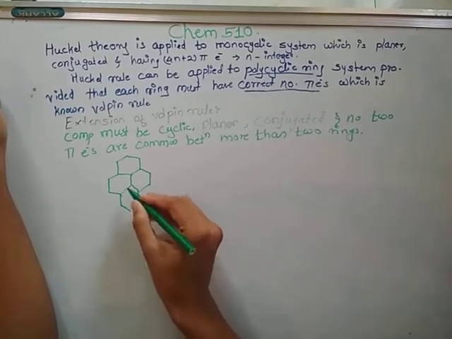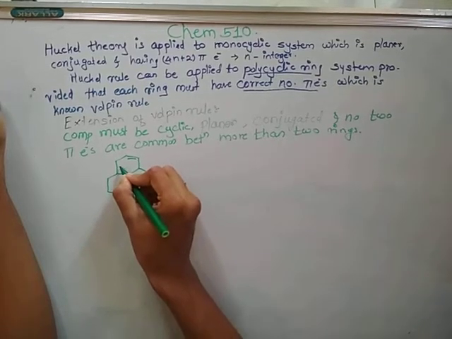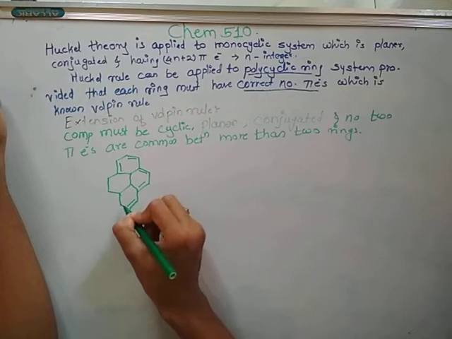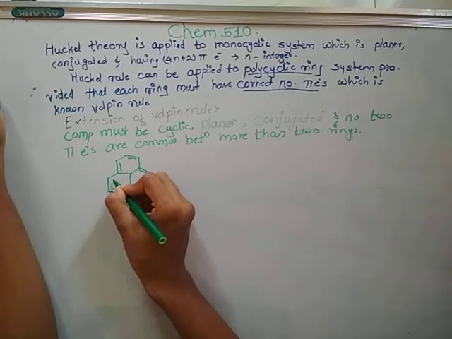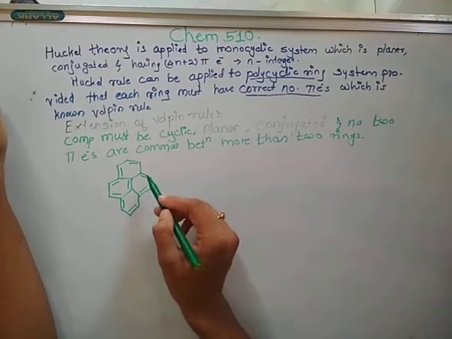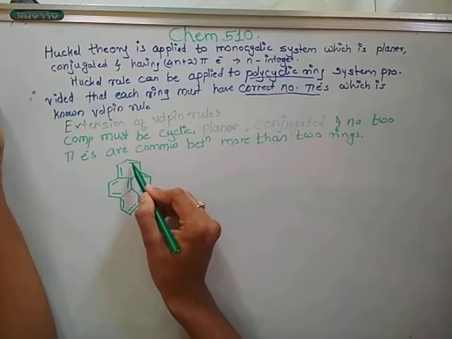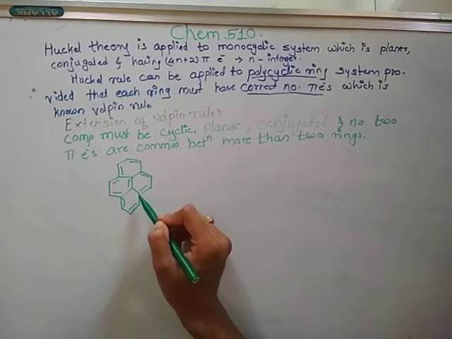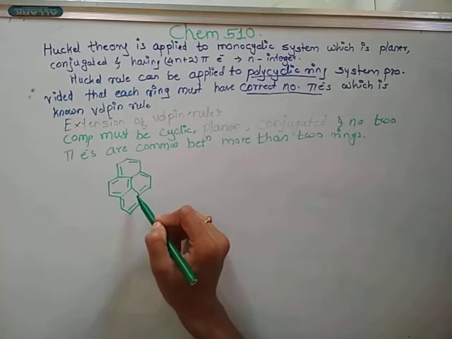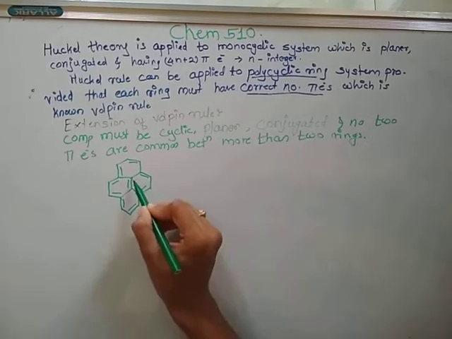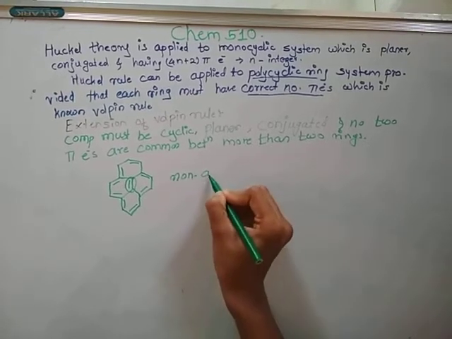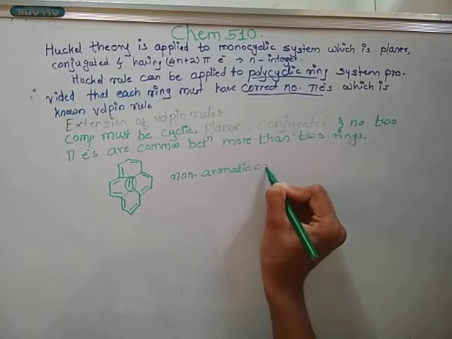I write the example. In this example, the compound is cyclic, planar, having conjugated double bonds. You can see single, double, single, double, in this way. And no 2 pi electrons are common between more than 2 rings. Here pi electrons are common between these rings, so this is a non-aromatic compound.